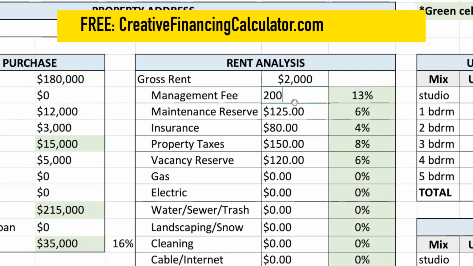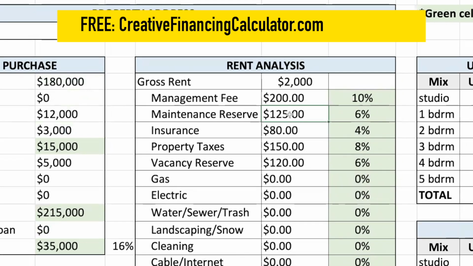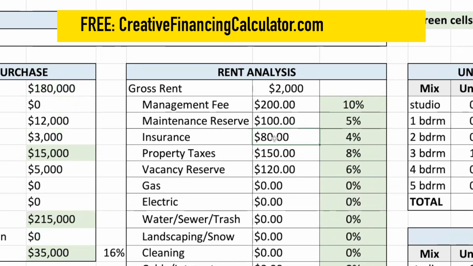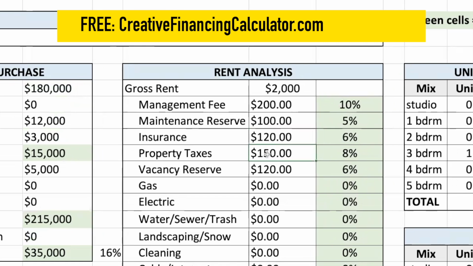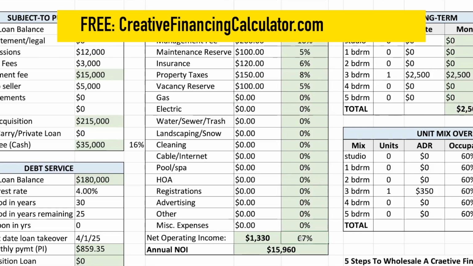Go back through these, make your management fee 10%, make your maintenance fee 5%. Your insurance is usually around $100 a month for property insurance. Maybe that's more because it's a little bit higher end home, 120. Property taxes are probably going to be around 150. This stuff I verify. I would go back on Zillow and it'll tell you what the taxes are. And then you want this also at 5%. So typically this number right here is going to be between 60 and 70, which means you're factoring in about 30% in cost on a rental.